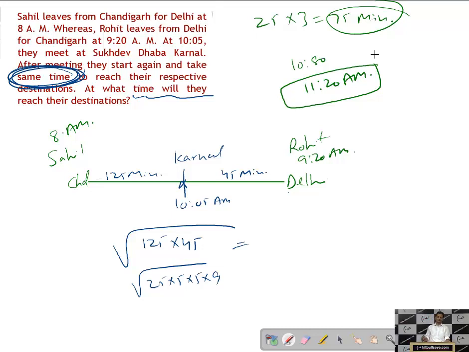So students, I have told you the trick. Again, if you make the equation, then you will see at the last step it will be the geometric mean. But in this video I am trying to tell you the shortcuts and tricks. You can apply this trick when after meeting at a certain point they take the same time students. So the answer will be the geometric mean of both the timings. From 8 to 10:05 it is 125 minutes, 2 hours 5 minutes. From 9:20 to 10:05 it is 45 minutes. The geometric mean is 75 minutes, and you add 75 minutes to 10:05. It will be 11:20. So the answer is 11:20, when they reach their respective destinations.